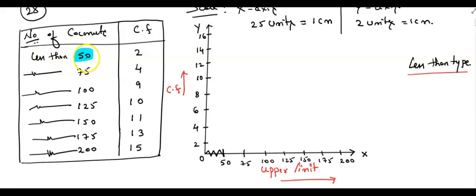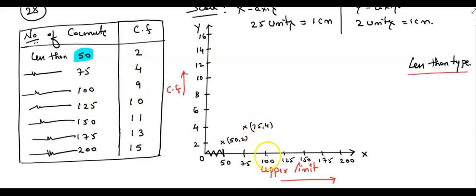Now first what we should do? Less than 50. So 50, and what is the cumulative frequency? 2. So this is my 50 and this is my 2. Mark the point, 50, 2. Got it? And next is 75. This 75 is the upper limit, so from 75 to 4. See this line and this line where they match this coordinate. That is 75, 4.